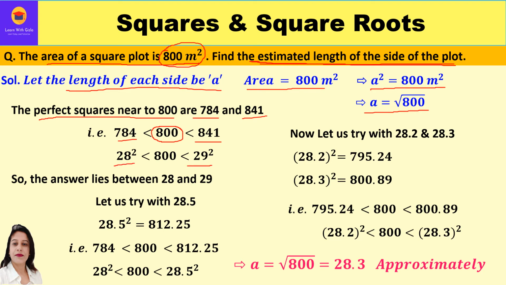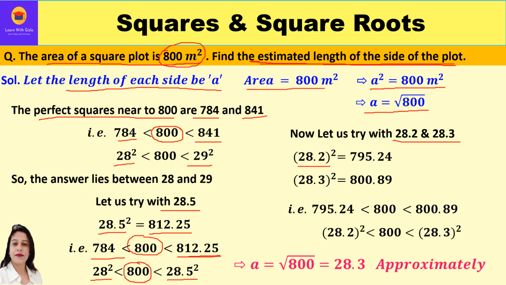Further, we can try with 28.5. 28.5 square gives us 812.25. So we can say that 800 lies between 784 and 812.25. That means 784 was 28 square and 812.25 was 28.5 square. So it lies between these two, 28 square and 28.5 square. This is clear. Now let us try 28.2 and 28.3.